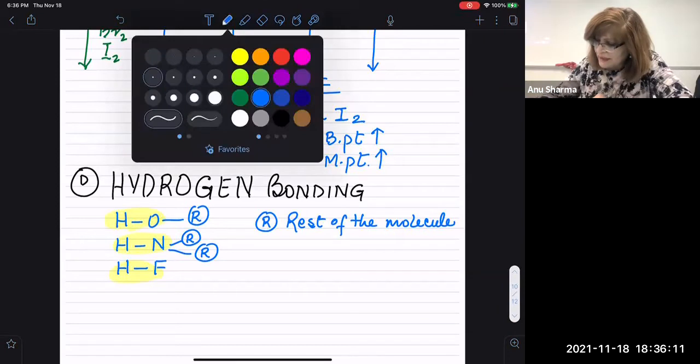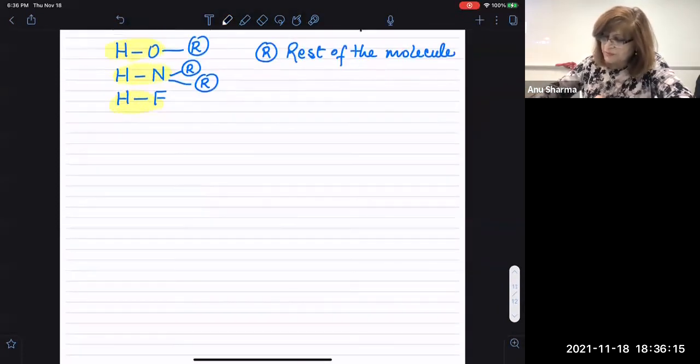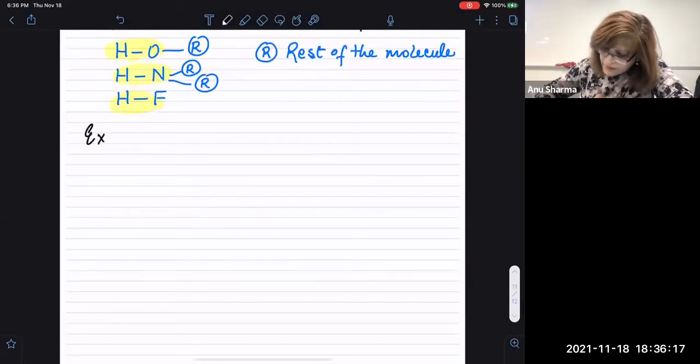So what exactly is hydrogen bonding? Here is an example, the example of water.